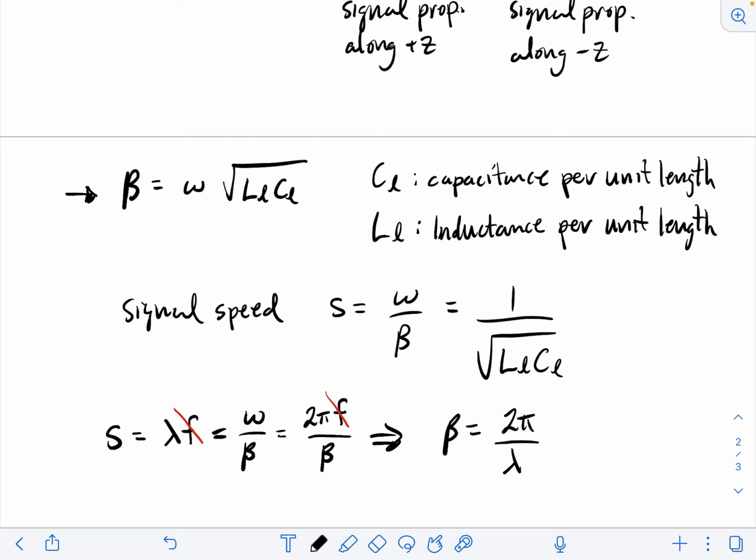So that gives us a physical interpretation of beta. 2 pi over lambda is referred to as the wave number. Beta is sometimes also referred to as a propagation constant, but its physical interpretation is 2 pi divided by the wavelength of the signal on your transmission line.